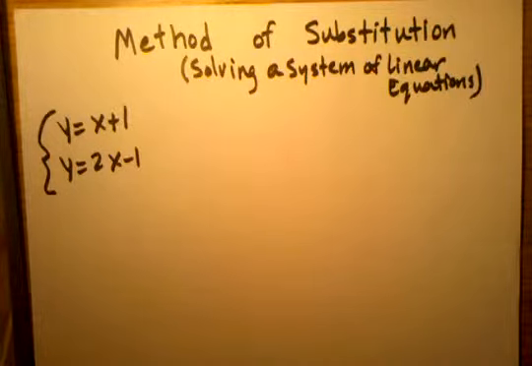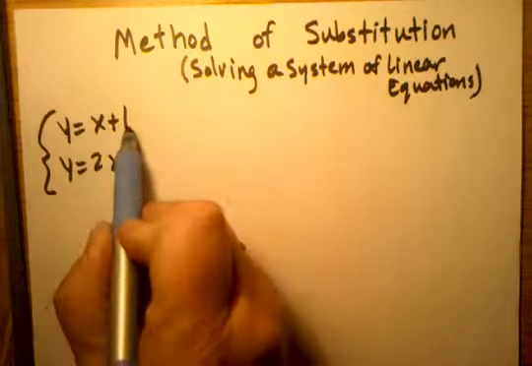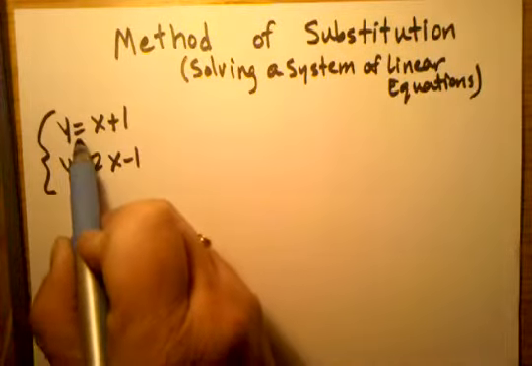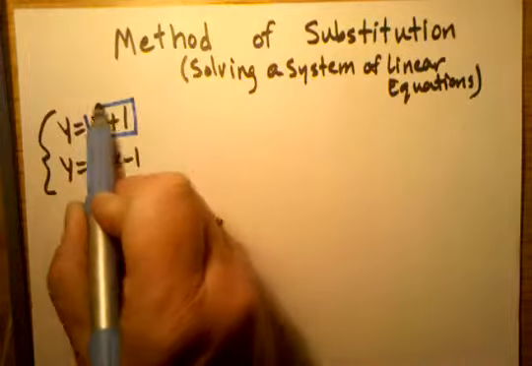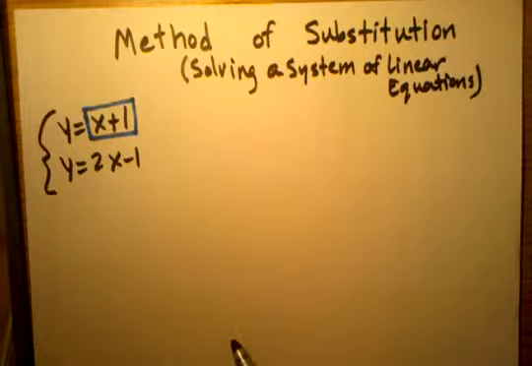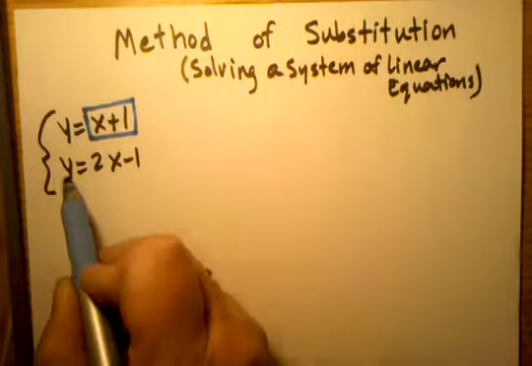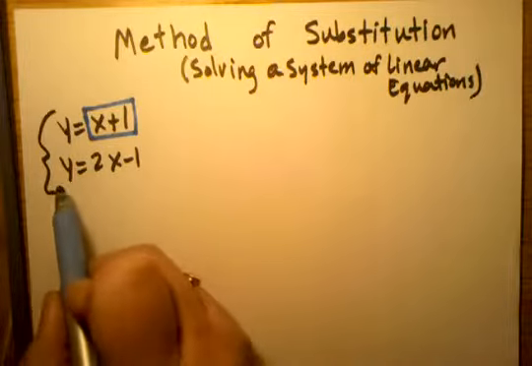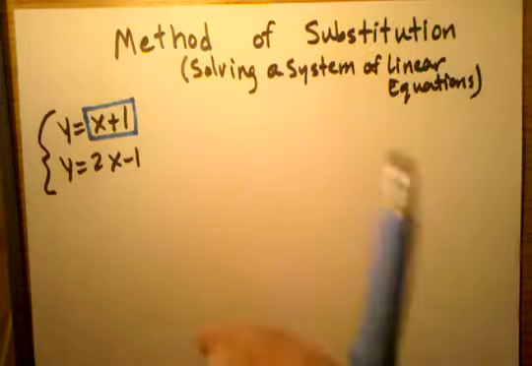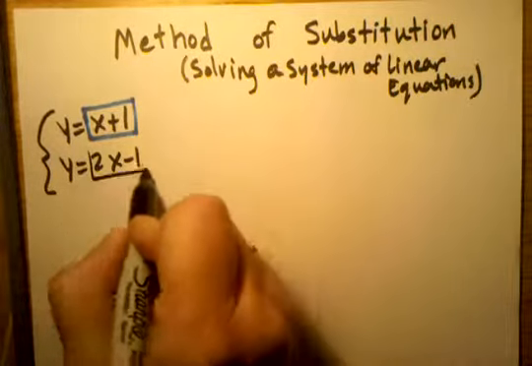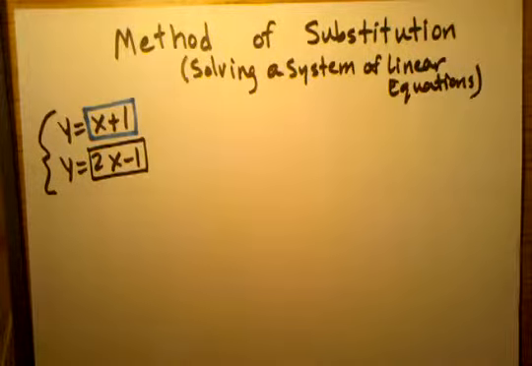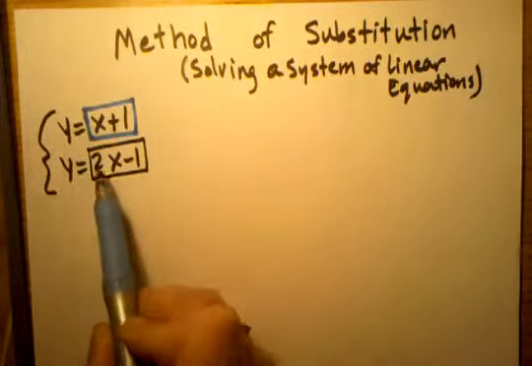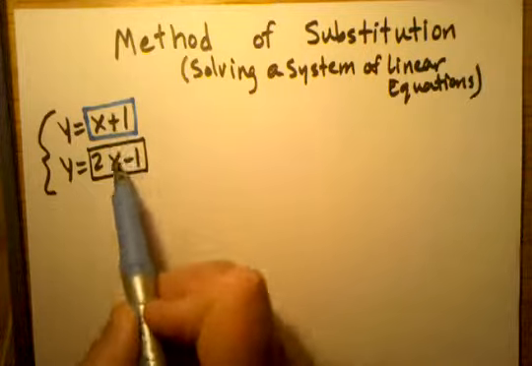I like to do this with colors when I'm working on the whiteboard in class. If we look at this equation, it's telling us that y equals x plus 1. I'll do this in different colors so we can see what's going on. But in this equation, in the same system, we're also told that y equals 2x minus 1. I'll do that one in black. So if we know that y equals this and y equals that, then why can't we say that these two equal each other?